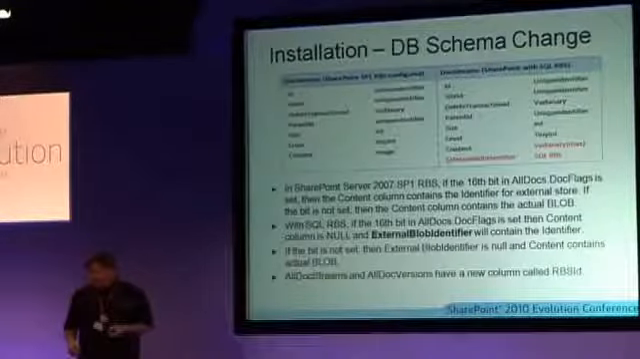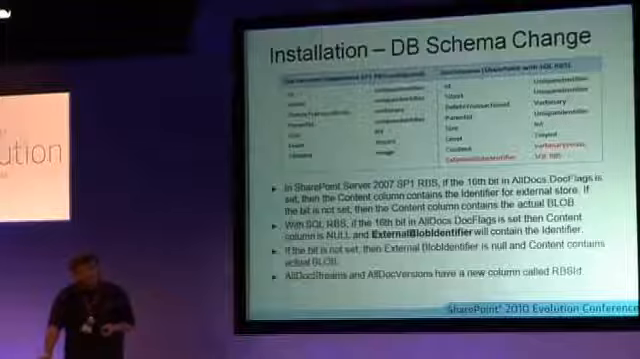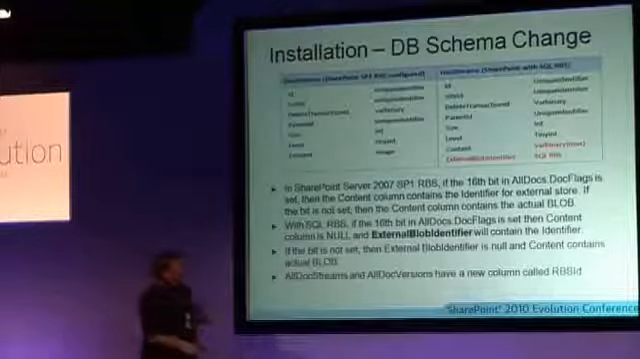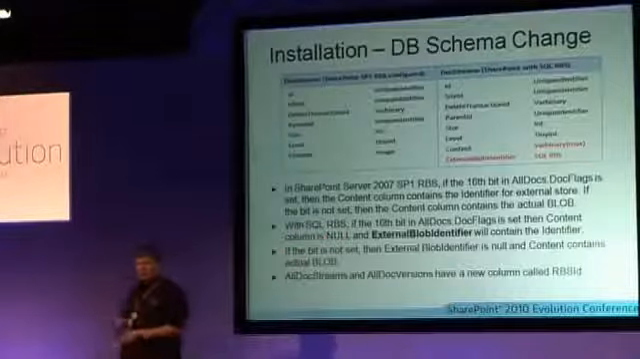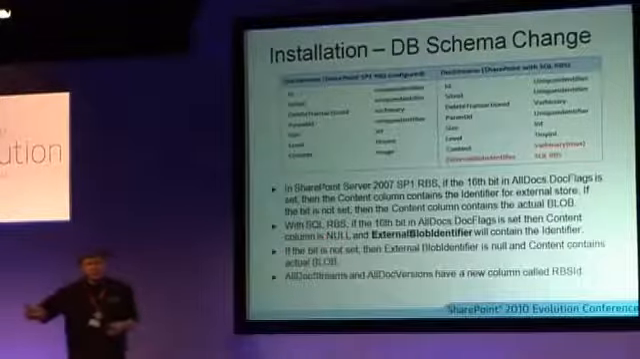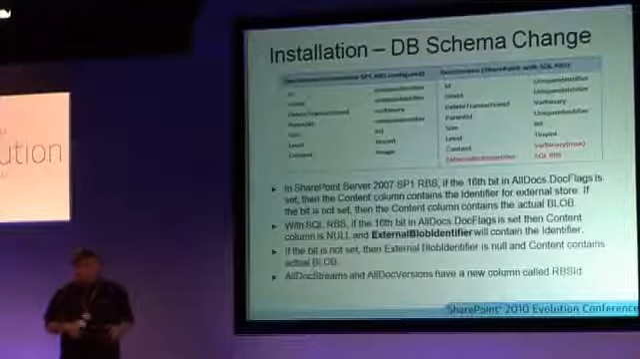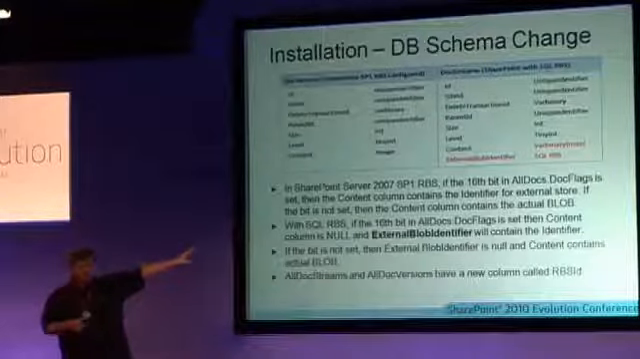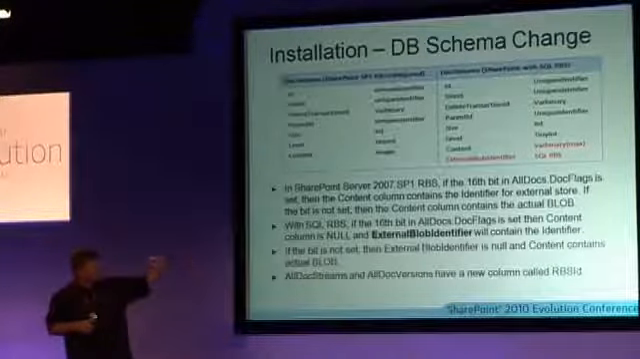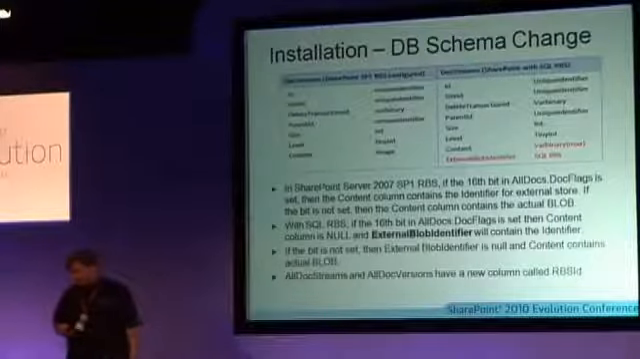For 2010, it's slightly different. We still have the same concept of the 16th bit in the doc flags table, but we have these additional columns. We have this external blob identifier column in the table that is literally a pointer to the identifier of the blob on disk, abstracted slightly. The content itself, where you normally expect to see the blob in the content field, becomes null when we're using external blob. And I'll show you this in the database. It's very obvious to see.